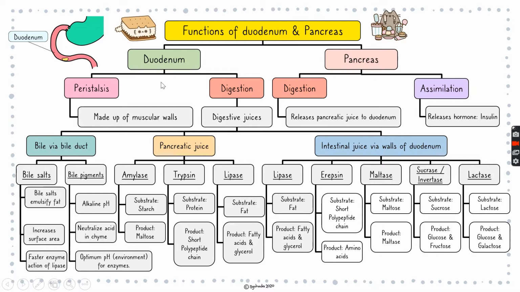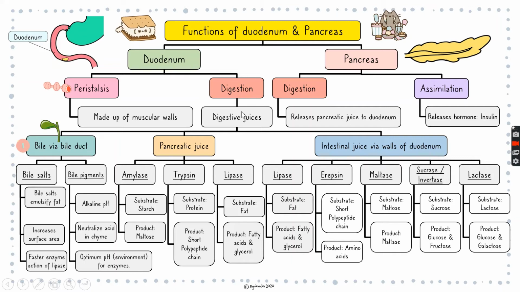It also has muscular walls, so the duodenum actually has two main processes. And then we also looked at the pancreas, which has a kind of leaf shape, but in real life it looks much more rounded than that. I think I showed you a picture previously. So the duodenum's main function is peristalsis. It is made up of muscular walls, so it helps to move the food down the digestive tract, but its main function is actually digestion.